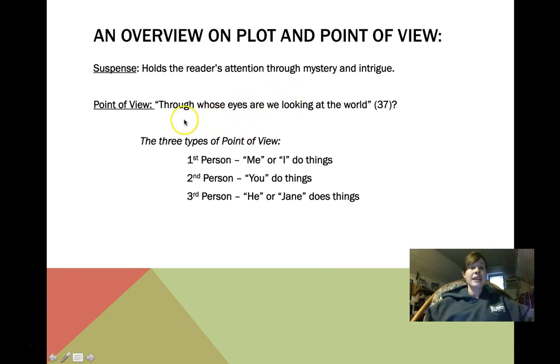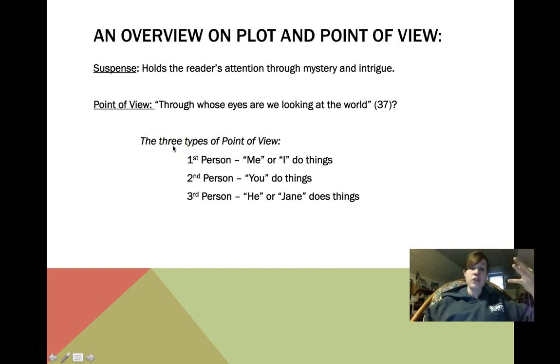The other thing is the use of point of view, which, as our book quotes it, is through whose eyes we are looking at the world. And this 37 here means it's on page 37 in our book, which I'm going to be using throughout this presentation. MLA citations, the form of which here, this is an in-text citation, and we'll talk about MLA next week. But this is an in-text citation, how it would look if I was quoting the book in a paper or a presentation. So just to give you a heads up of why that 37's there.